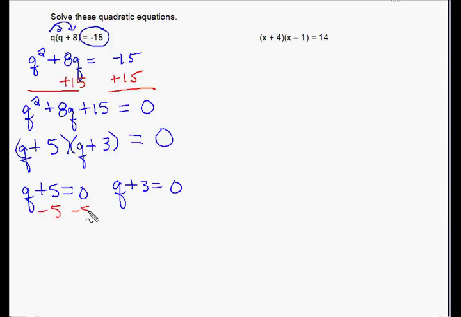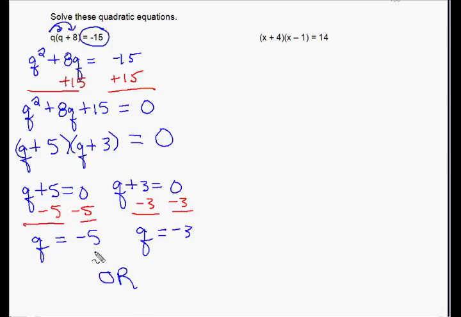We can add negative 5 to this equation on both sides. And on this equation, we can add a negative 3 to both sides. So our two answers are q equals negative 5 and q equals negative 3. Now I said and, I just meant that that was the second one. This is an or statement. It's a union. I want both answers that work. Negative 5 would make this equation true, and also negative 3 would make this equation true. So to include both those answers, we must say or.